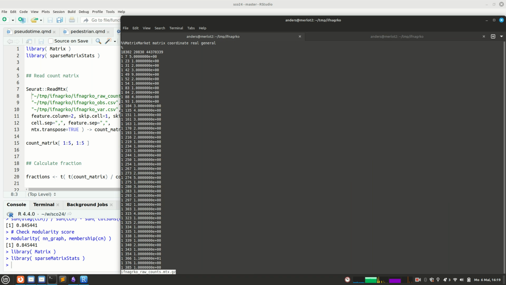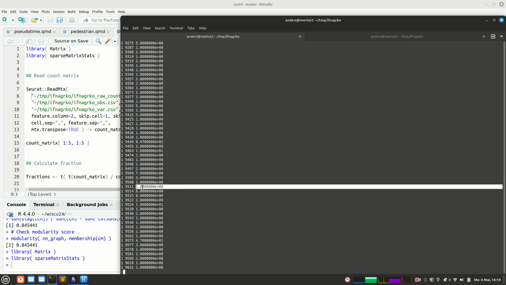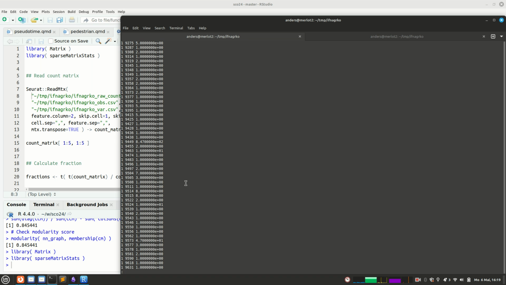The first one contains all our counts, and it describes a sparse matrix. So you read this as: in the matrix, in the first row, in column 9, 5, 11, there's a 1. And in column 9, 5, 14, there's an 8. And everything that's not listed is a 0.